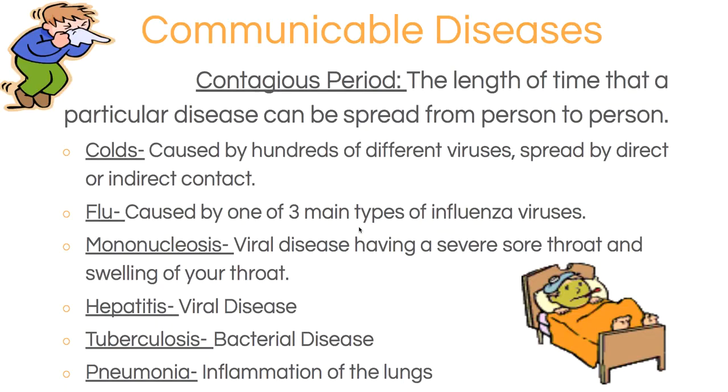So here we have some communicable diseases, some of which you'll come up with in your list: colds, flu. Mononucleosis, I don't imagine you came up with that, although maybe you know someone that has had it, and so you might have come up with it. Hepatitis is a disease of the liver. Tuberculosis, lungs, pneumonia, lungs, and strep throat, streptococcal infection of the throat. These are all communicable, and you can see some are viral, some are bacterial.